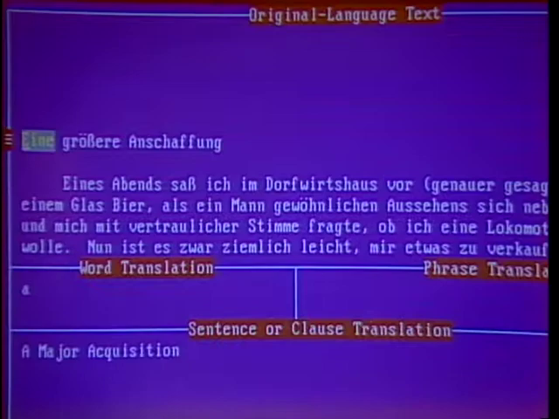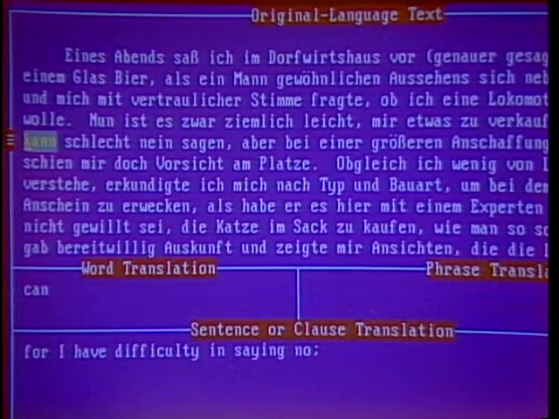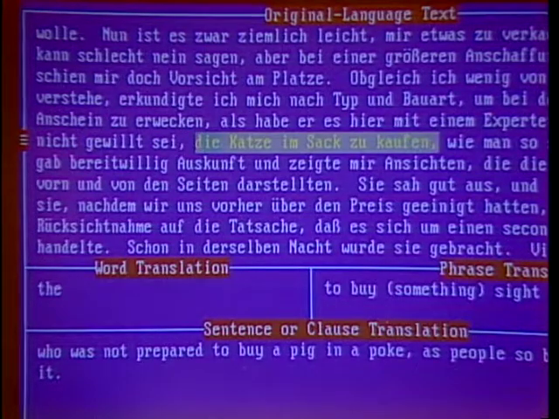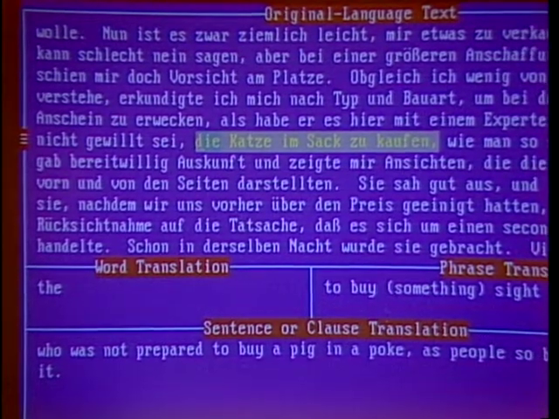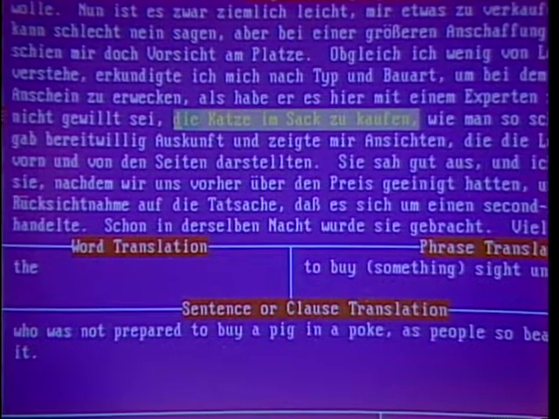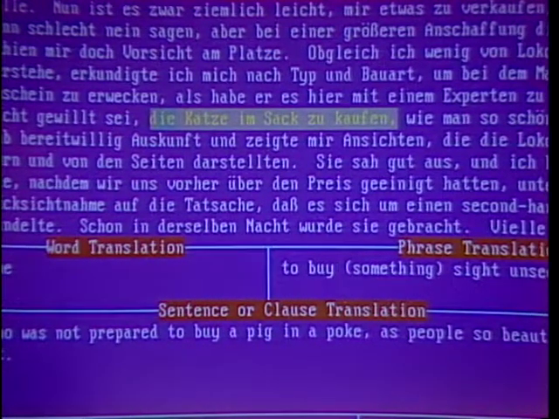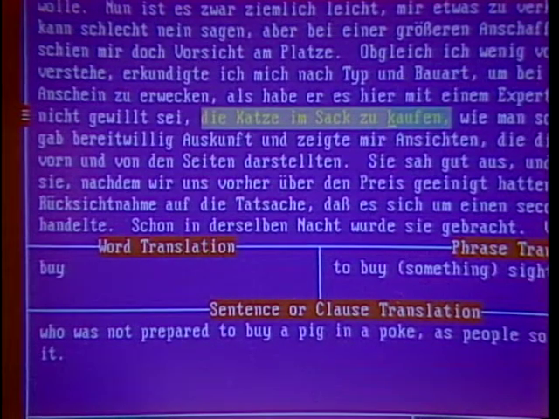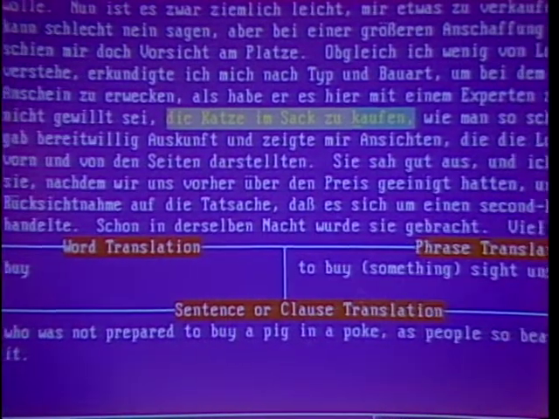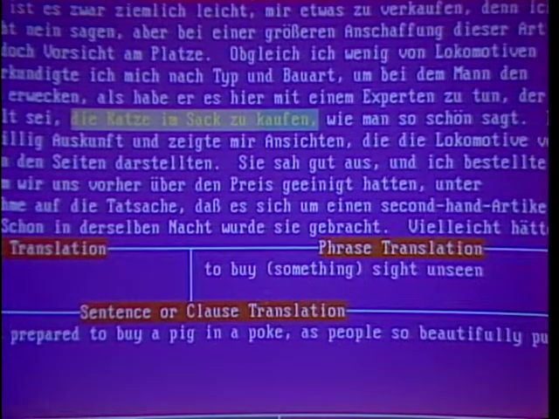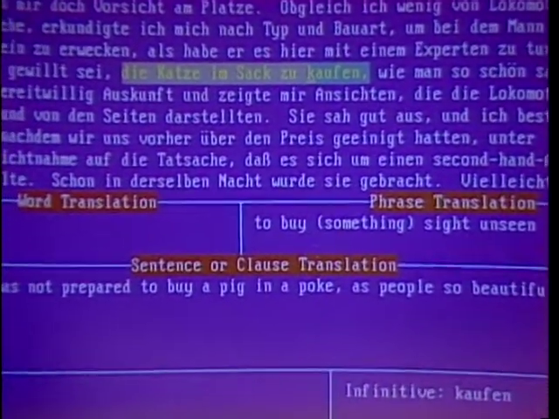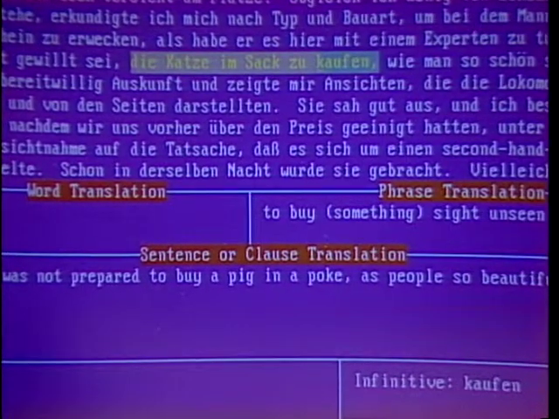Now, another thing that might keep you from understanding what you're reading would be an idiomatic phrase, such as in English, to kick the bucket. I'll show you one in German. Here's a phrase: eine größere Anschaffung, put into transparent language by Professor Roger Brown. Here's the phrase, die Katze im Sack zu kaufen. And we see in the left top box that word by word it means the cat in the bag to buy. But also on the right that the phrase as a whole means to buy something sight unseen. And in the sentence as a whole down below it comes out as to buy a pig in a poke. So you understand every aspect of wherever you are.